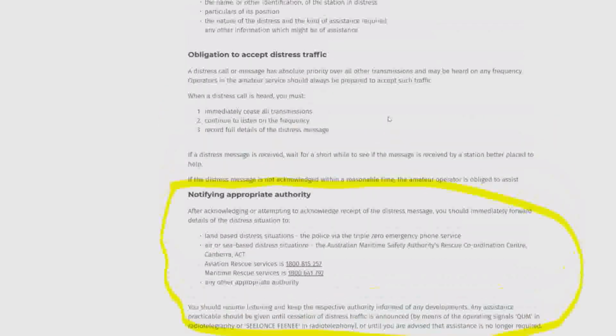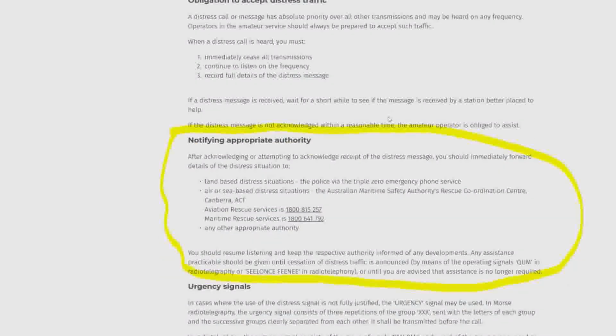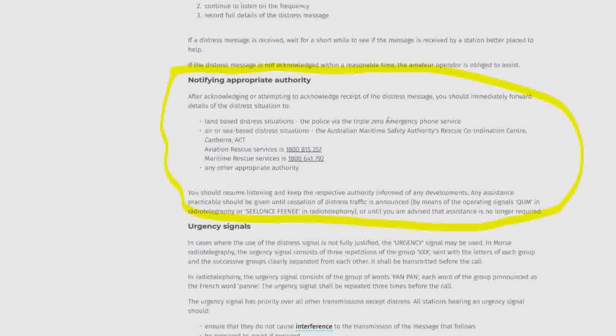Just remember, a distress call, though, only applies to grave or imminent danger. And the distress call is Mayday, Mayday, Mayday. And in telegraphy, it's SOS, SOS, SOS. Okay.